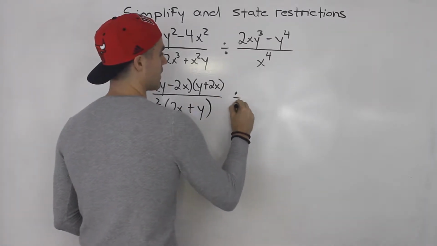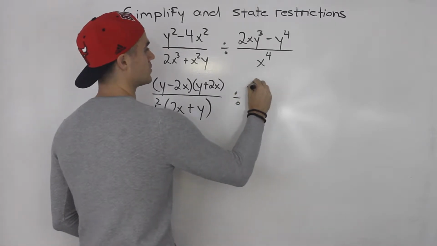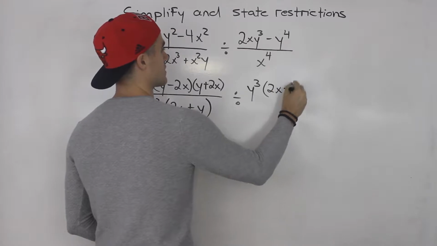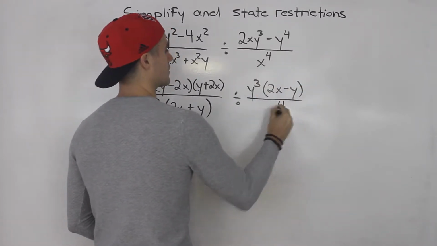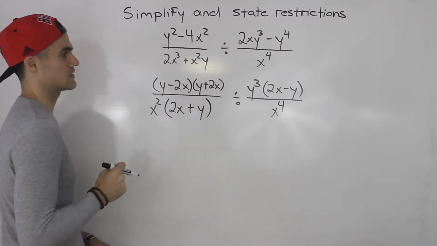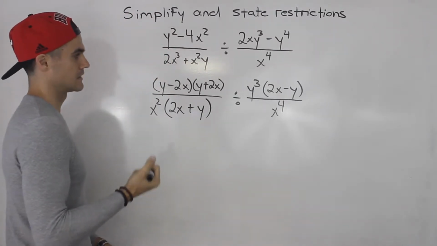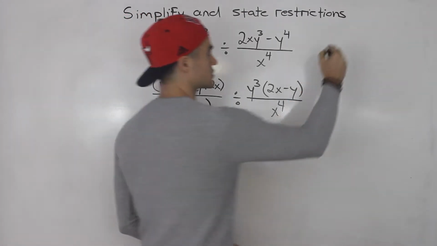Then we're going to be dividing. From here, what can we take out? We could take out a y cubed. So we'd be left with 2x minus y. And then over here, x to the 4, can't factor that any further, so we just leave it as is. So first step was factor. Second step, before we simplify, we want to get the restrictions.